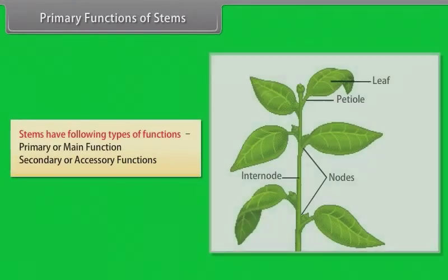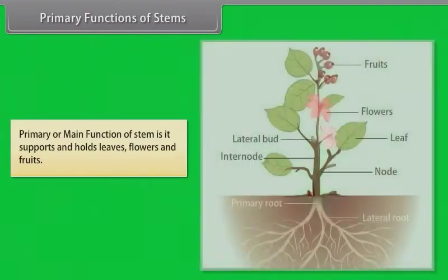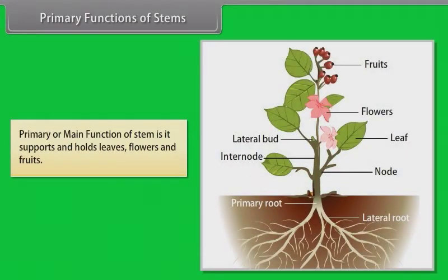Primary functions of stems. Stems have the following types of functions: primary or main function, and secondary or accessory functions. Primary or main function of stem: it supports and holds leaves, flowers, and fruits.